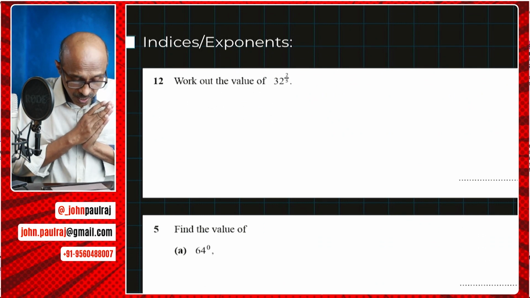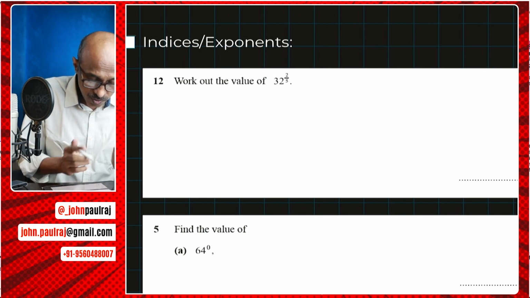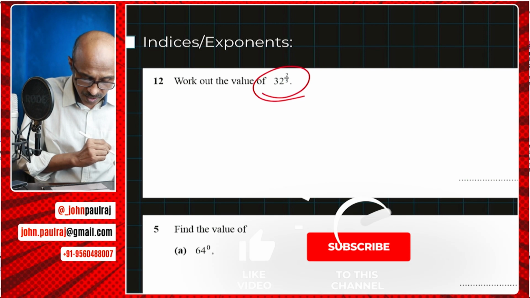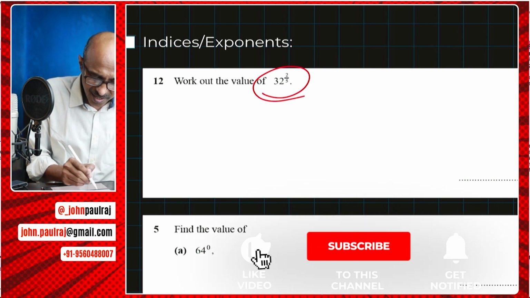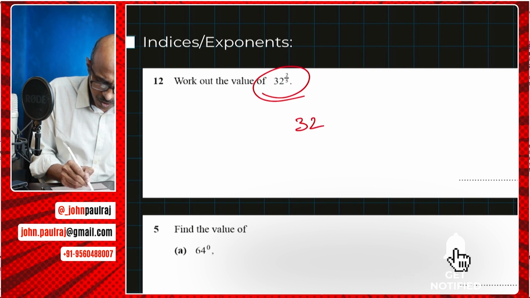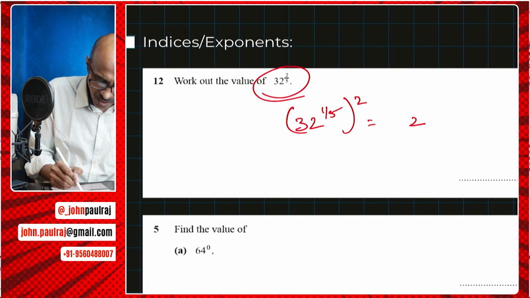Indices, exponents. All right. They ask you questions on fractional indices. So you need to practice how to work out fractional indices and make use of the idea that whichever is the simplest to go. In this case, I think 32 to the 1/5 power works faster. And then you can say that should be 2. And that's the square of 2. And so the answer should be 4.